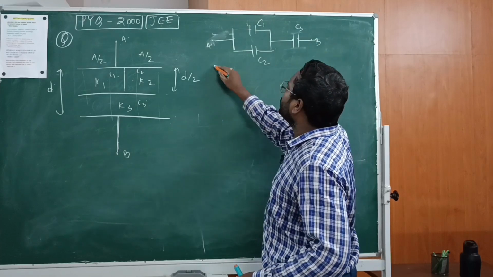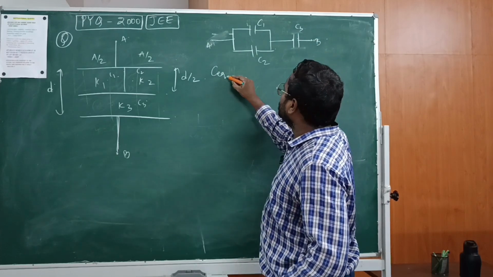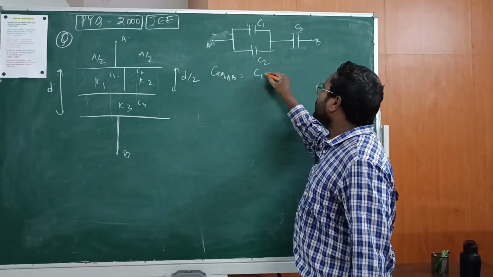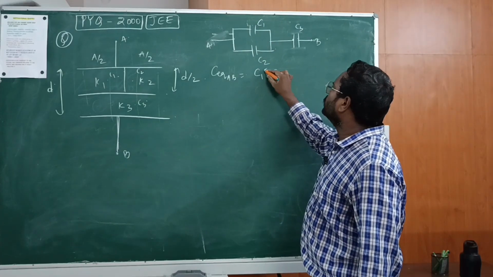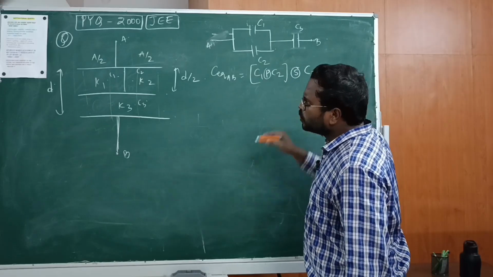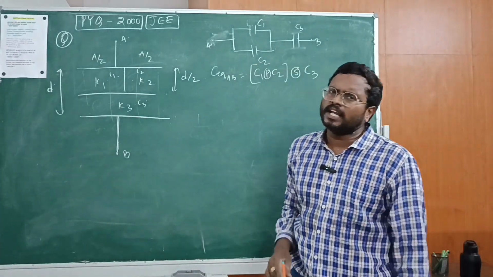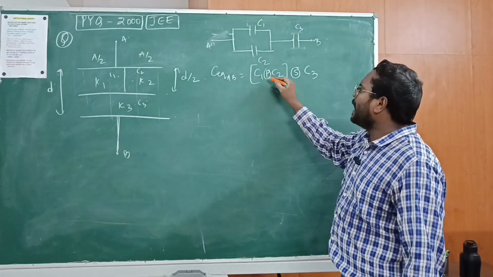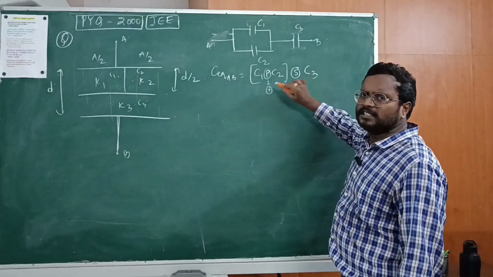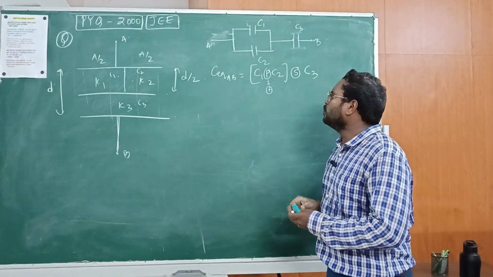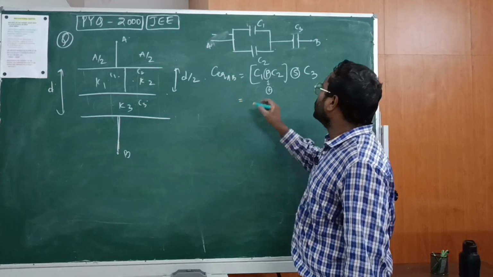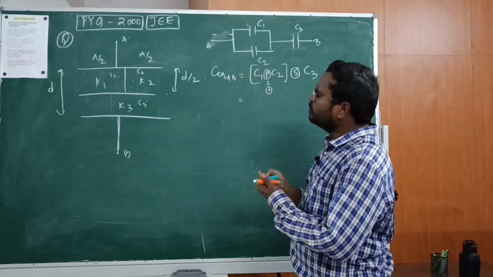So C equivalent across AB is going to be: C1 is in parallel with C2, and is in series with C3. Whenever series and parallel connections are there, we know how to solve the problem. Parallel means we replace it with plus; series means this into this by this plus this. That's all we have to do here. So C1 plus C2.